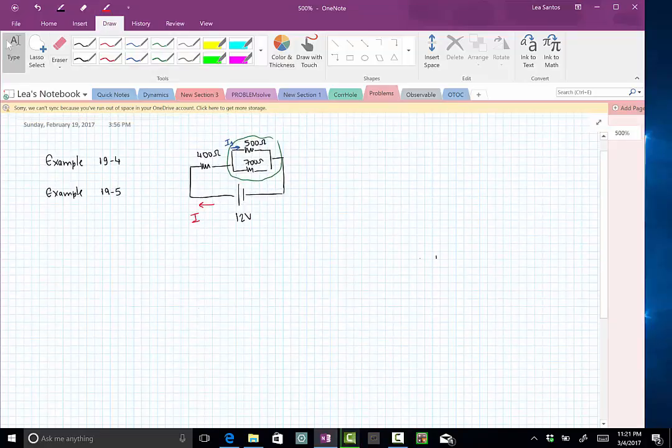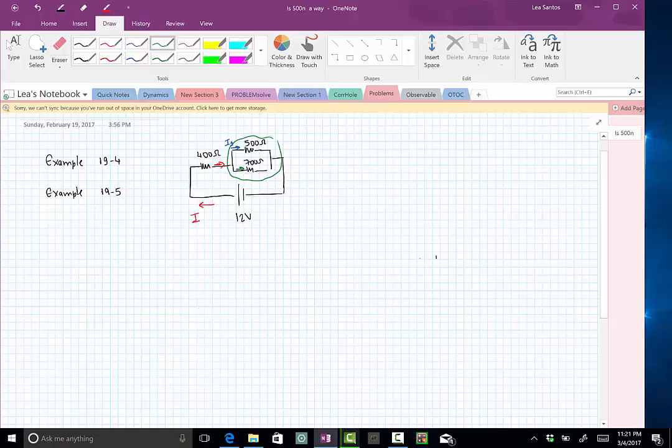What do we have? This current, the red one that we have here, is going to pass through this resistance. There is no other way for it to go. And then once it passes through this resistance here, it will split. Part of it goes to the 500 ohms and the other part goes down here to the 700 ohms. So the current I splits.